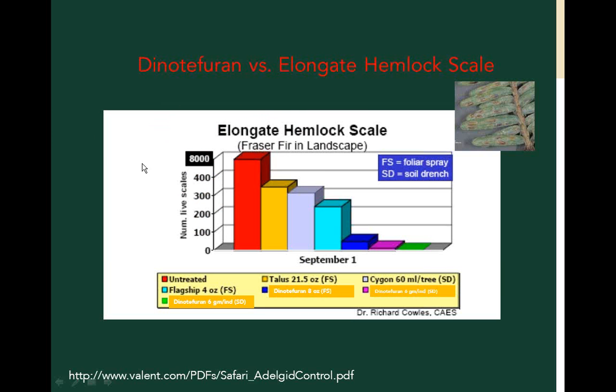Here's an example of Dinotefuran, which is Safari or Transtech, versus the untreated control, which is in the red, on Fraser fir. As you can see, this is the untreated control, and we're talking about Dinotefuran, which is in the blue. That works quite well either as a foliar spray or a soil drench. And I would most recommend Dinotefuran as a soil drench because oftentimes the hemlocks are so tall, it's very difficult to get good coverage. But you can see where Dinotefuran works quite well versus the control.